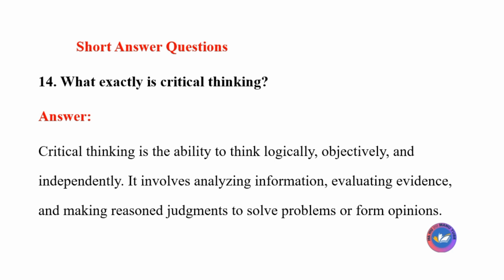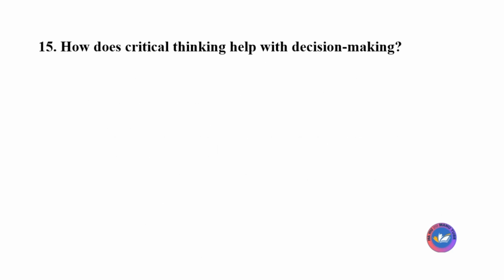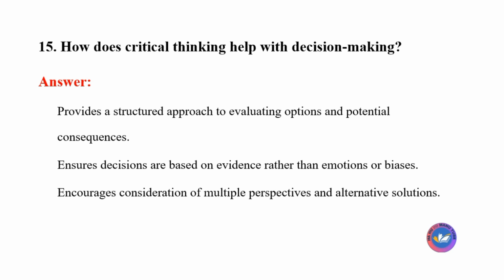Question number 15. How does critical thinking help with decision making? The answers include: it provides a structured approach to evaluating options and potential consequences. It ensures decisions are based on evidence rather than emotions or biases. It encourages consideration of multiple perspectives and alternative solutions.